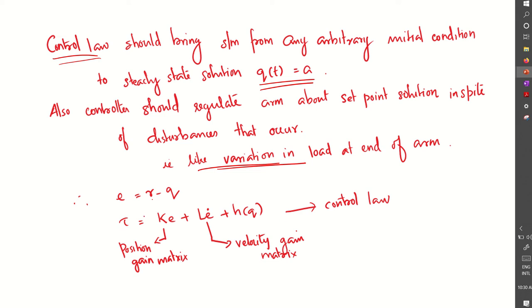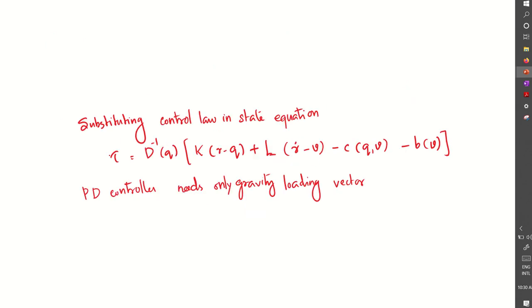The control law for the PD controller is tau equal to K E plus L E dot plus H(Q). E stands for error, and E dot is the derivative of error. K is the position gain matrix, as we have seen in the PID controller, and L is the velocity gain matrix, as we have seen in the PID controller. H(Q) is actually the gravity force.